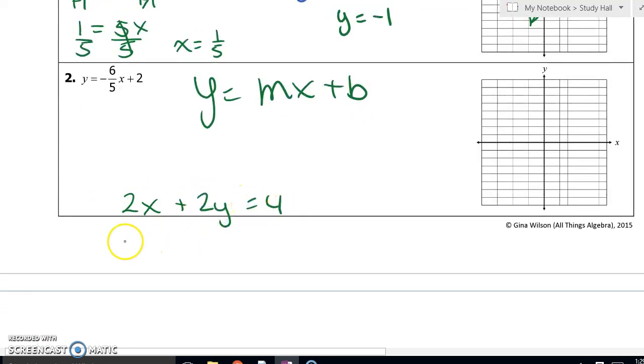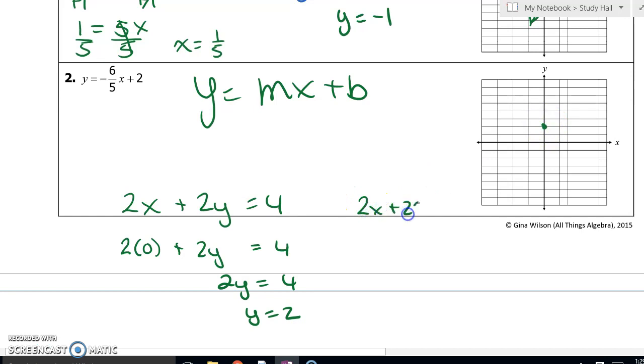where we can plug in 0 for x, and we get 2y equals 4, which means y equals 2. And we put a point here. And then same thing for y. We get 2x equals 4, and x equals 2. And then you can just connect those points. So that's the idea when it's in standard form, that you can just graph them.